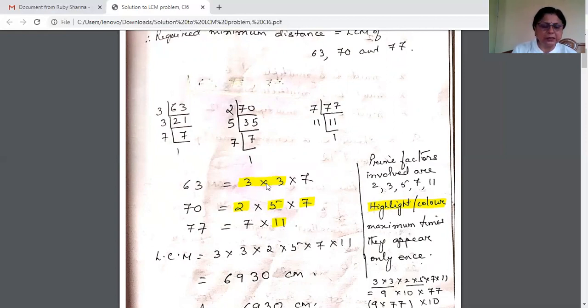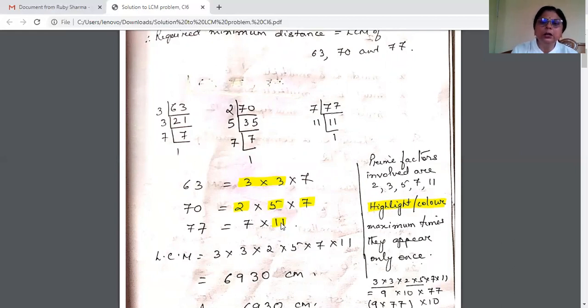3 is appearing here the maximum number of times, 2 times, so 3. Now 5 is here, so I have highlighted 5. Now 7 is here also, here also, here also. So only once in this case, okay? So anyway, you highlight only once. And then 11 is only here, so I'll highlight that.